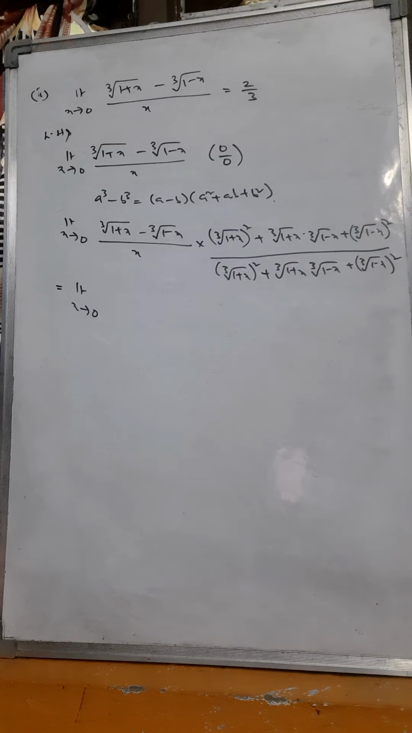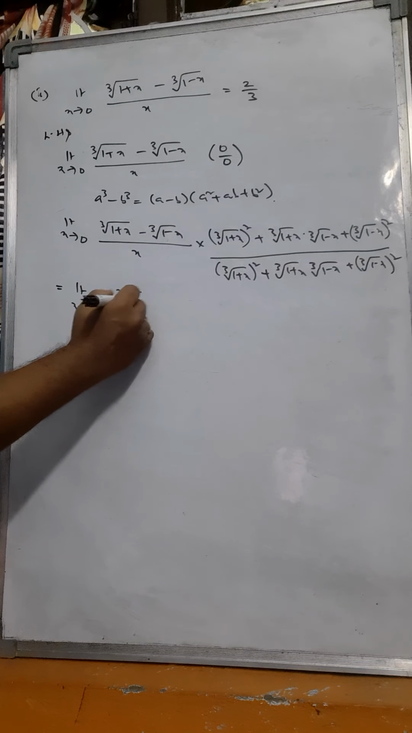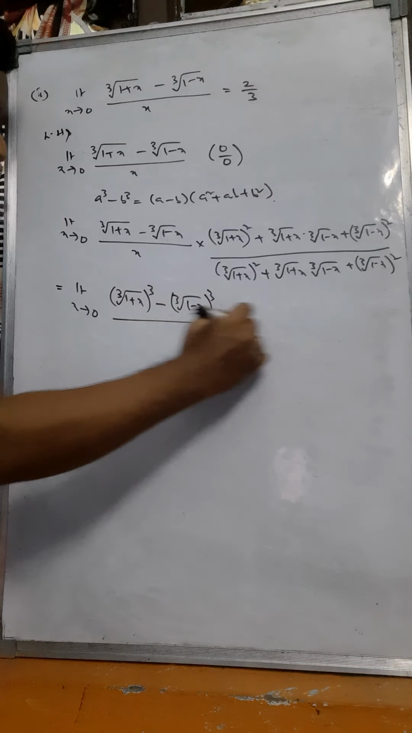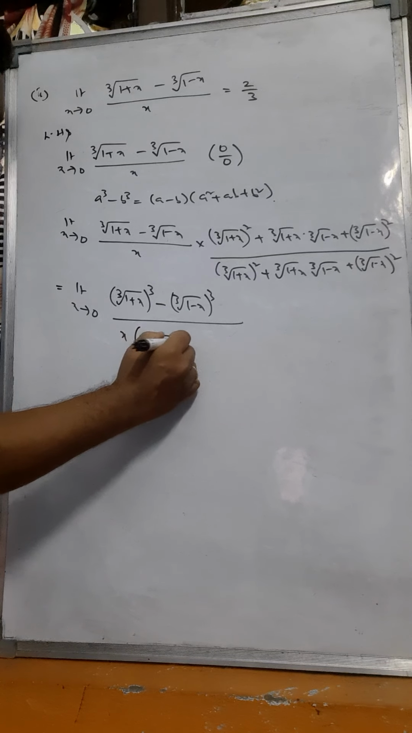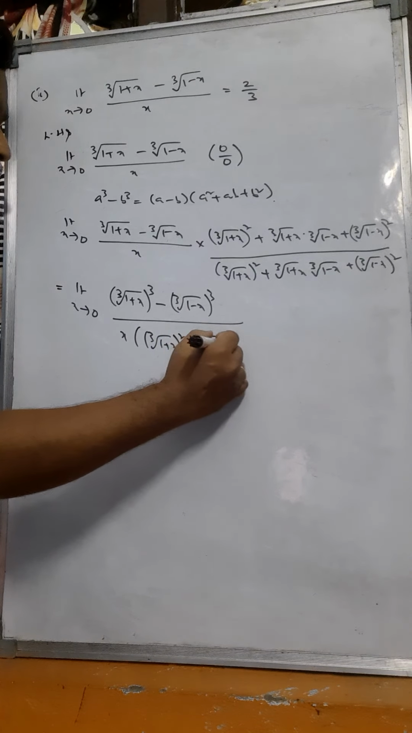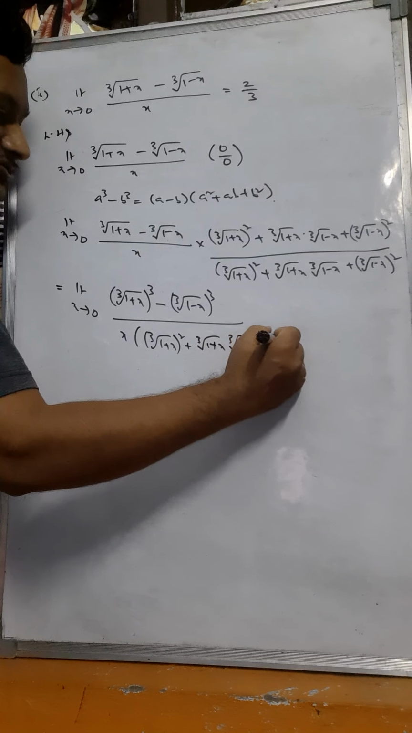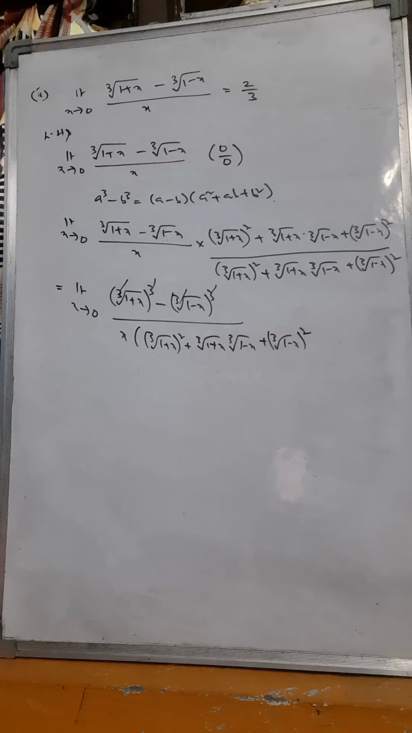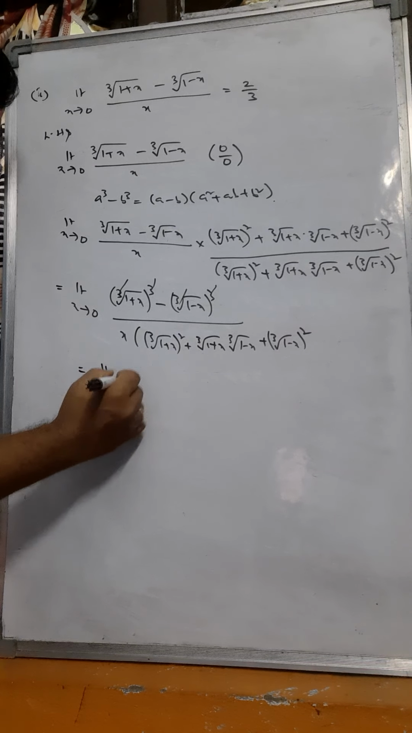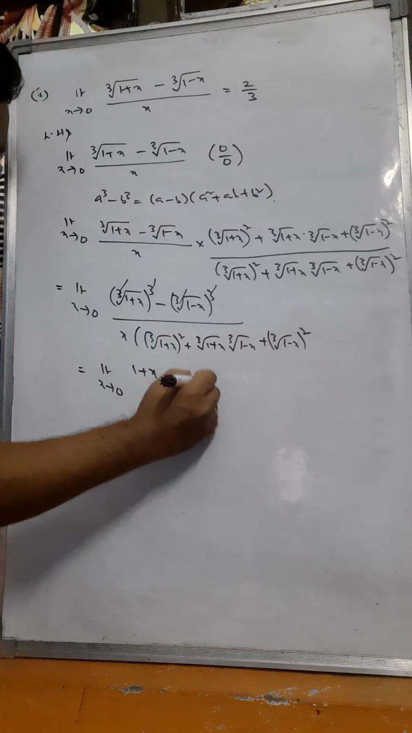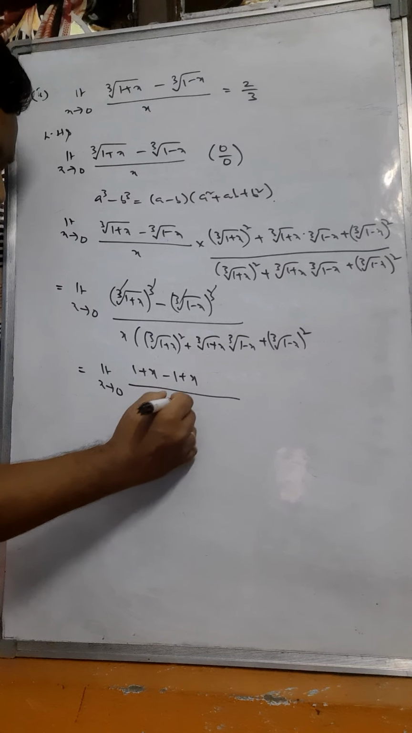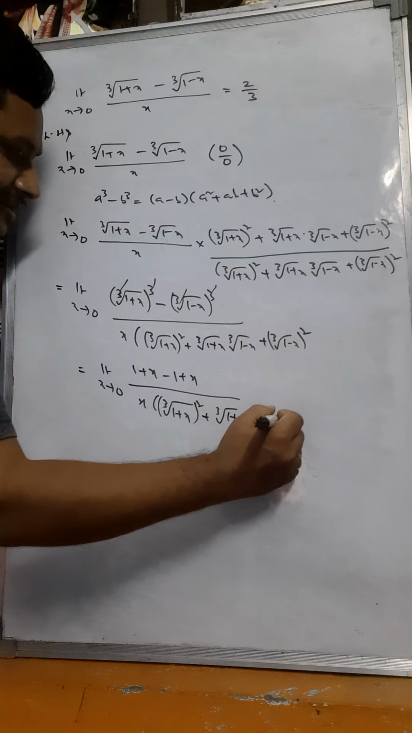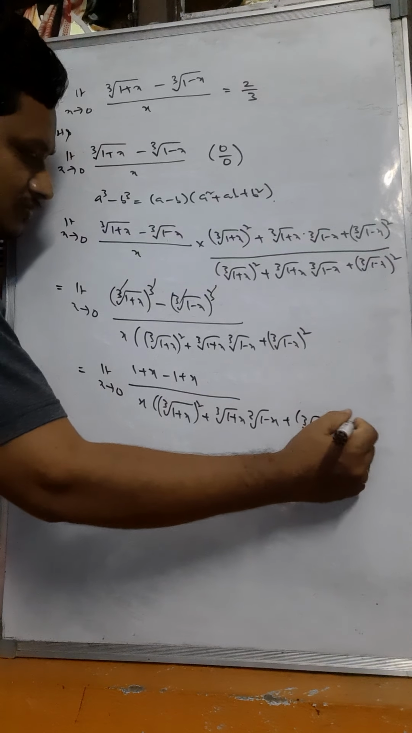So that is a cube minus b cube. So it is cube root of 1 plus x whole cube minus cube root of 1 minus x whole cube by x into cube root of 1 plus x whole square plus cube root of 1 plus x into cube root of 1 minus x plus cube root of 1 minus x whole square. The cube and cube root will get cancelled. That is equal to limit x tends to 0, 1 plus x minus 1 plus x by x into cube root of 1 plus x whole square plus cube root of 1 plus x into cube root of 1 minus x plus cube root of 1 minus x whole square.